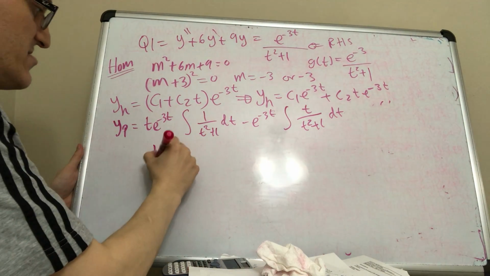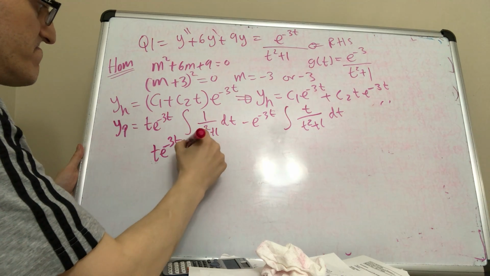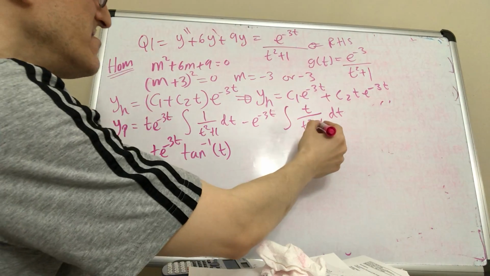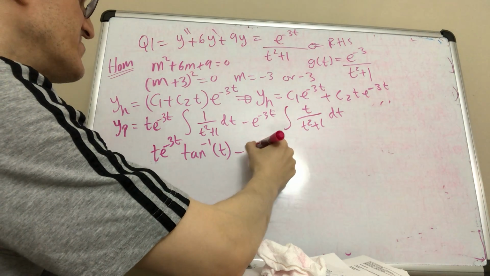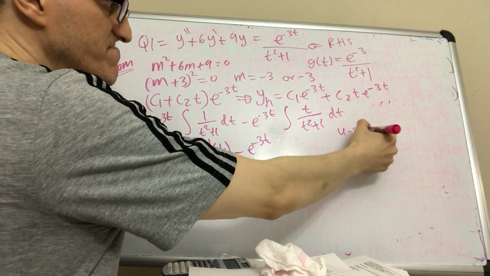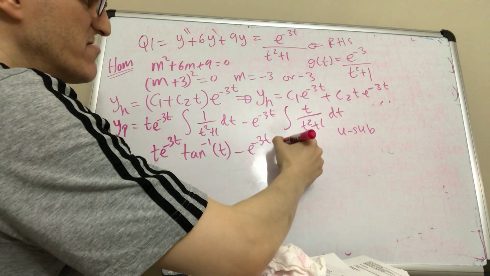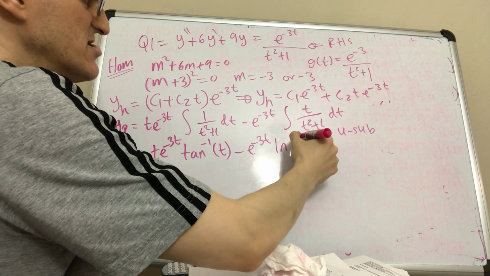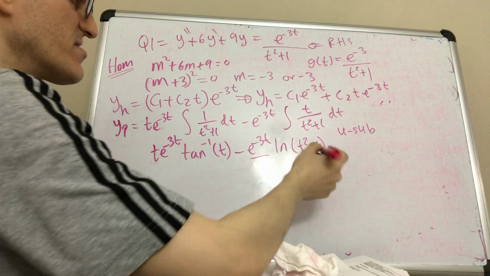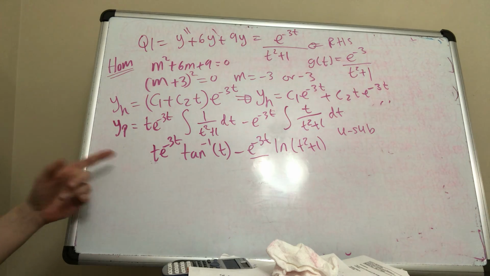Integration of this is tan inverse. And integration of this is done by u-sub, letting u be the bottom, but eventually it's the ln of t squared plus 1 over 2. So this is your up.